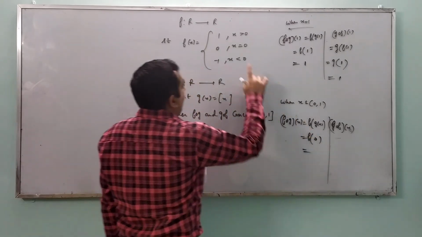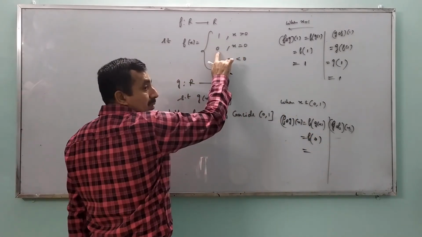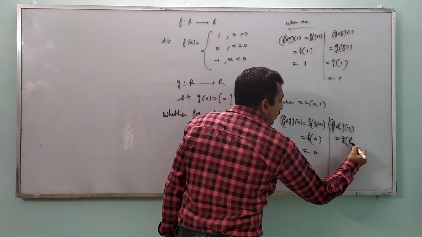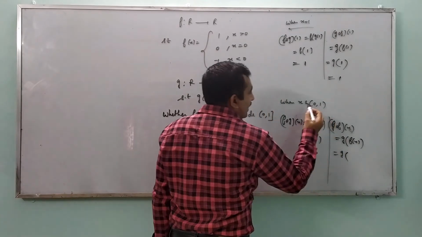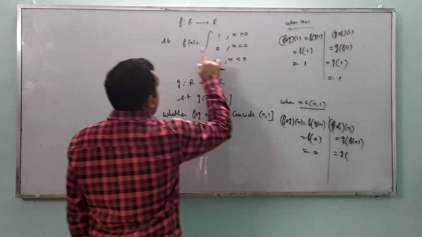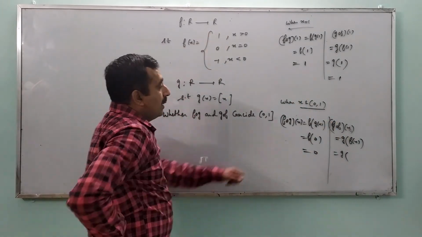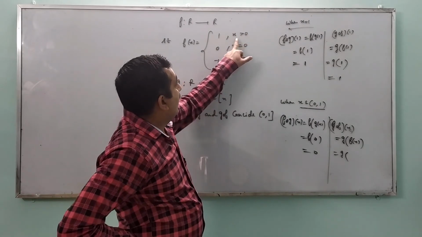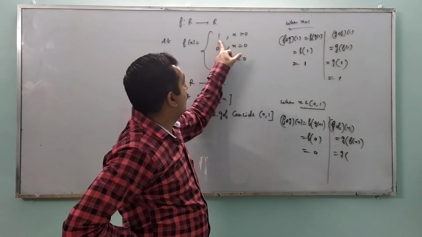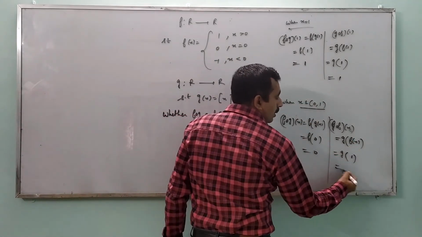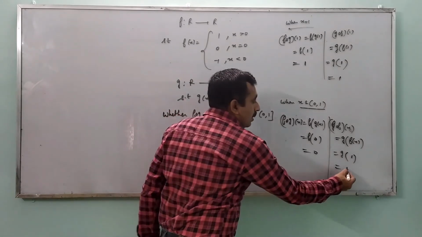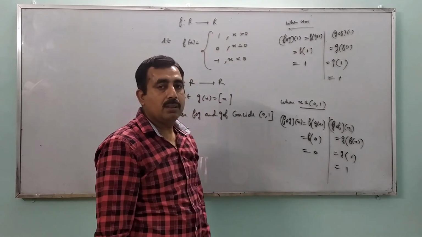Now I need f(0). At f(0), 0 is the domain, so the answer is 0. Let us find out f(x) first. Again, x lies between 0 and 1. When x lies between 0 and 1, x is greater than 0, so the value of f(x) is 1. Now I need g(1). Put 1 here, and the answer is 1, because the greatest integer of 1 is 1.